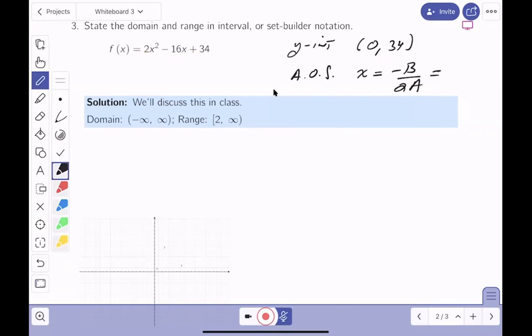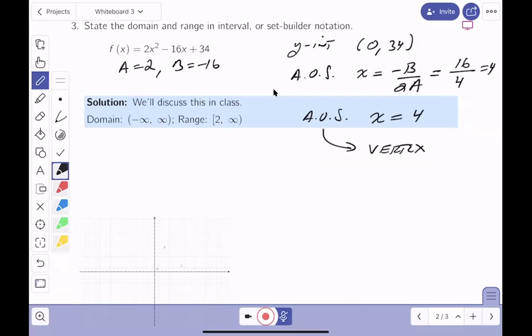Let's see if we can do that. A is 2, and b is minus 16. Well, let's write this down. Minus minus 16 is 16, and twice a is 4. This would be 4. So my axis of symmetry is x equals 4, and again, I'm not saying they asked for it. I'm just saying it's useful in general. And from this, I can get a vertex.